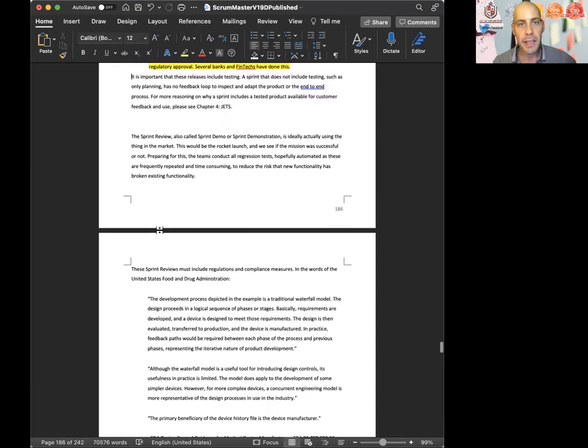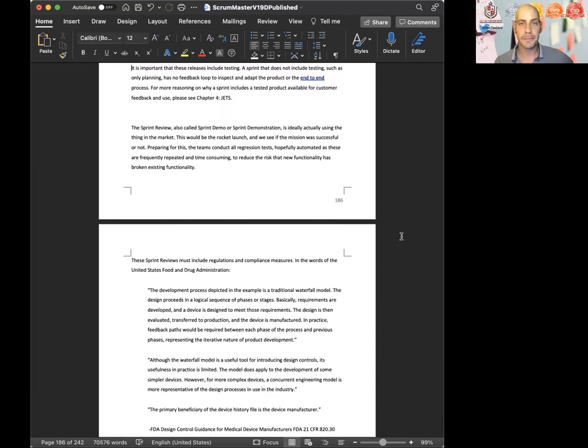It is important that these releases include testing. A sprint that does not include testing, such as only planning, has no feedback loop to inspect and adapt the product or the end-to-end process. For more reasoning on why a sprint includes a tested product available for customer feedback and use, please see Chapter 4, JETS.